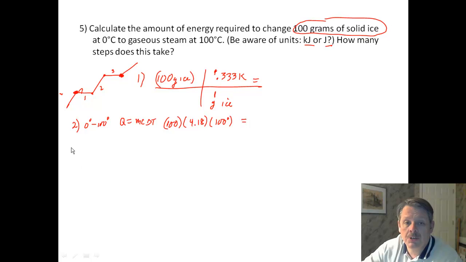So that's part 2. Now part 3, I have to go and do the same thing again. And I have to go and boil everything. So again, I'm going to start with 100 grams now of liquid water.